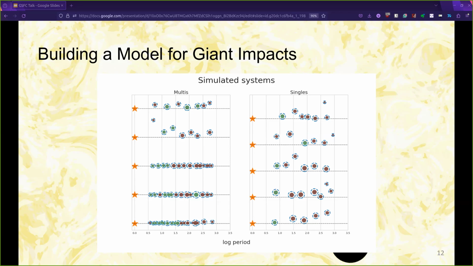So using vPlanet, I simulated... actually, let me back up. First, we have to see which planets transit. These would be the planets in green here. You can see in the multis, you get to see a lot more of the planets transit. So, using vPlanet, I simulated how many of these planets lose their atmospheres to photoevaporation.